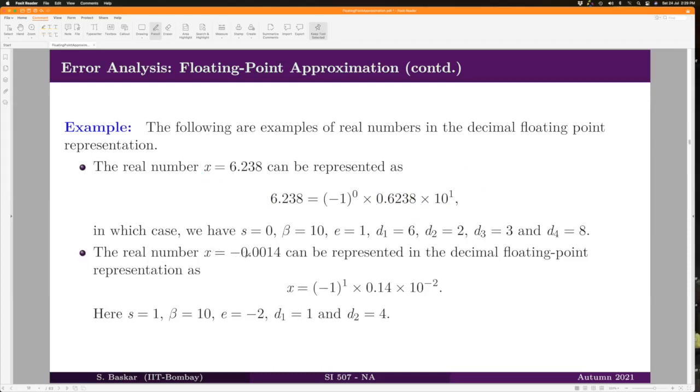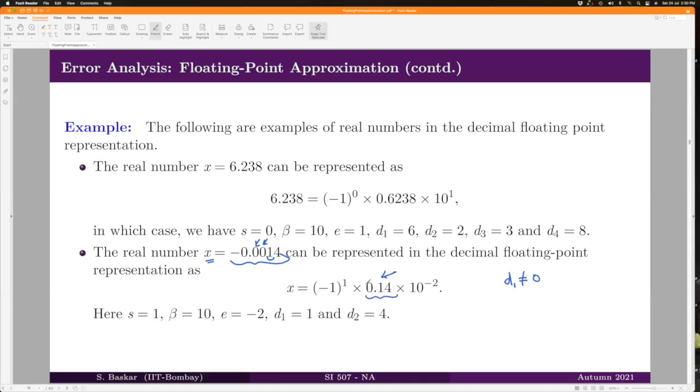X is equal to minus 0.0014. Why I took this example is because there are some leading zeros after the decimal point, right? So let us see how to write this number. Since we have the condition that the first digit in the mantissa should not be equal to 0, we have no choice other than putting 1 as d1 here, and then the other digits, d2, d3 and so on, will follow as they are in the number. Therefore, we have to have the mantissa as 0.14.